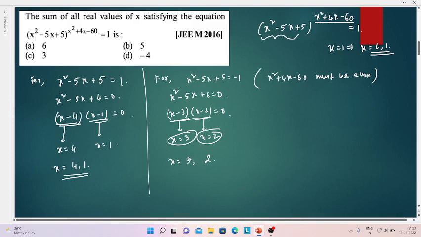We can't take odd values. So 3 will not be an acceptable value, 2 will be acceptable, right? So we have to take x equals to 2. So for x equals to minus 1 and the part should be even, we'll have only one value, which is x equals to 2, right?